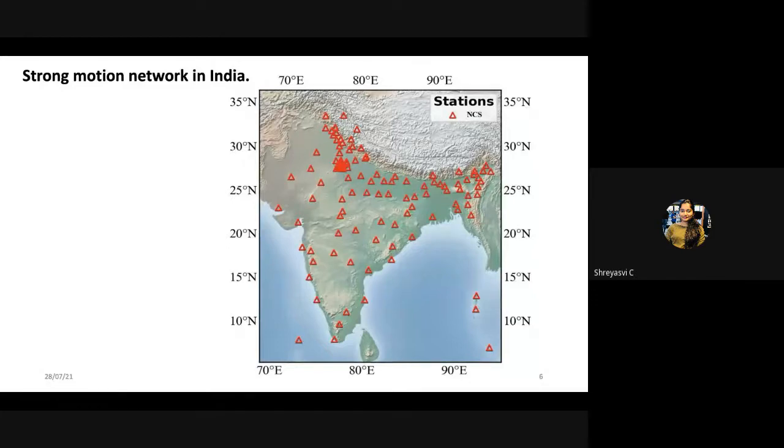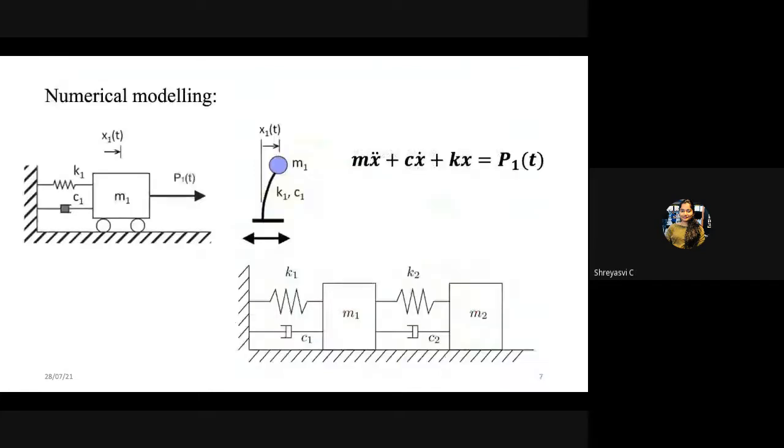And of course, the entire branch of earthquake engineering has been able to develop based on such recordings and such observations, because nobody knew what exactly was happening. So everything that we know today is based on our own experience itself. So, coming to the numerical modeling.